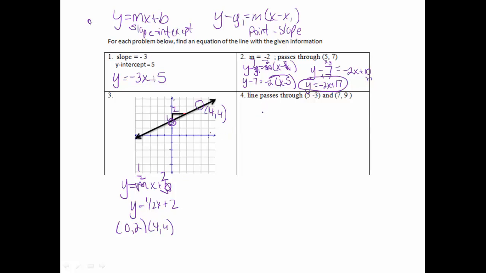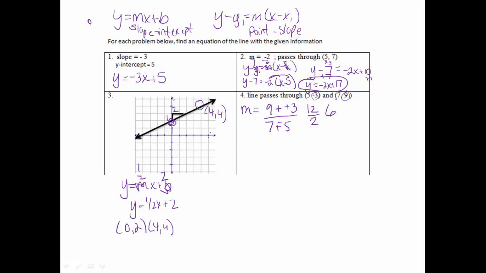Okay, number 4, the line passes through 5, -3, and 7, 9. Well, first thing that I need is the slope, so I'm going to find the slope. I'm going to subtract my y's. So I'm going to take 9 minus -3. Notice this one I'm going right to left. You could just as easily go left to right. And then 7 minus 5. So leave change opposite, I get 12. Leave change opposite, I get 2. 12 divided by 2 is 6.